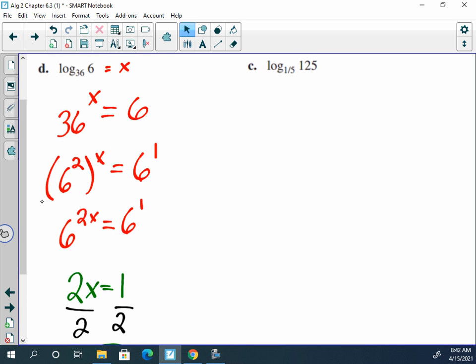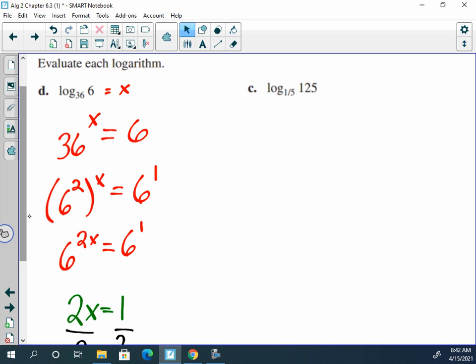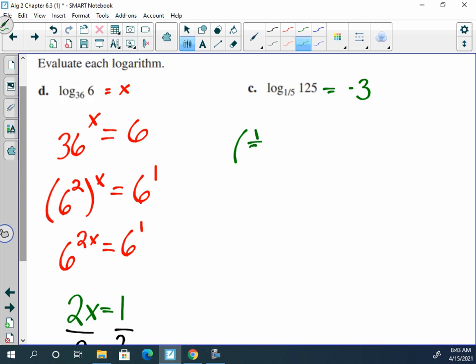So any questions on this here? So let's do the next one. We could plug this one into the calculator too. So this here would be -3 because we can go log base 1/5 of 125 and hit enter, and it'll give us our answer. Because if we wrote this out, it would be 1/5 to the x is equal to 125.